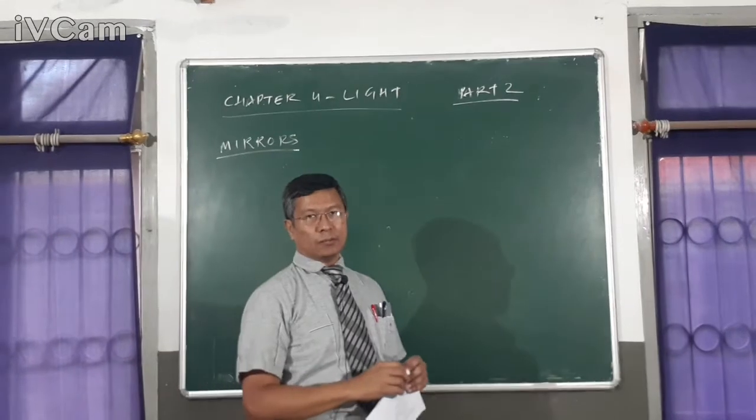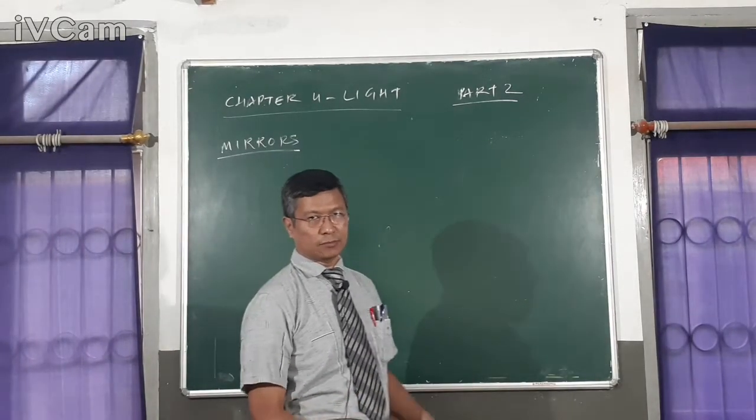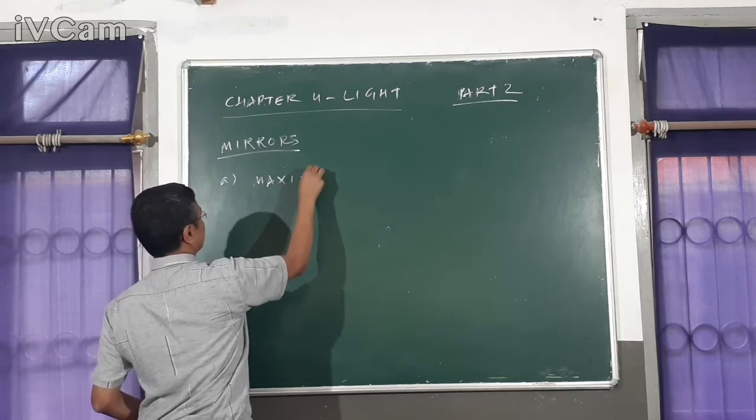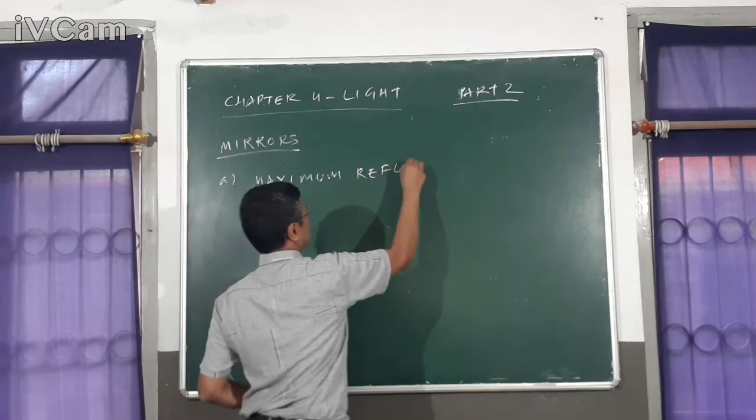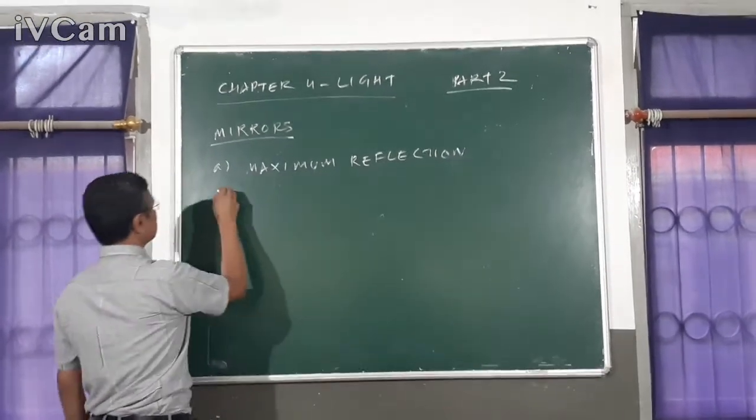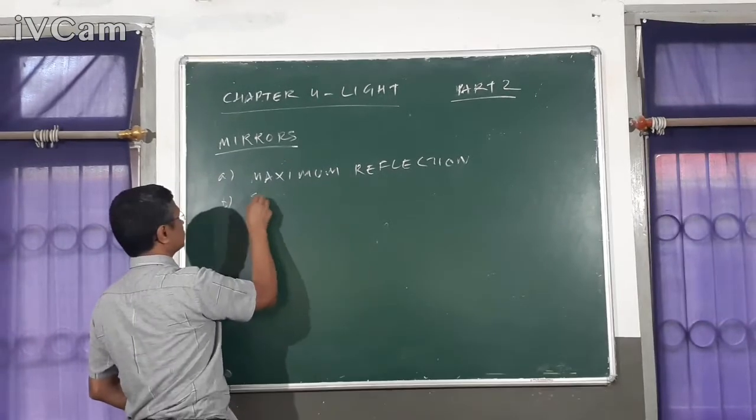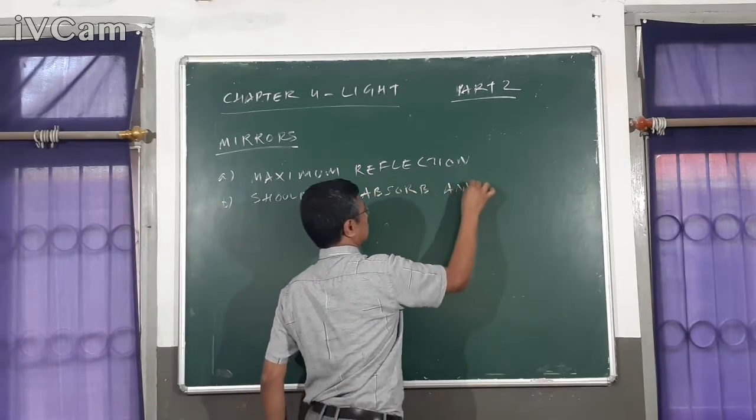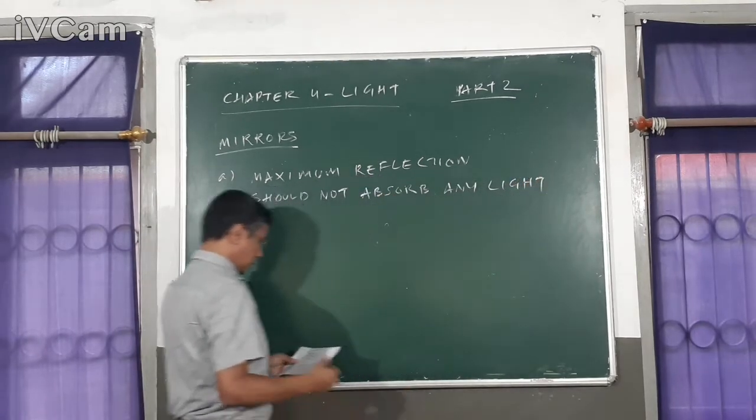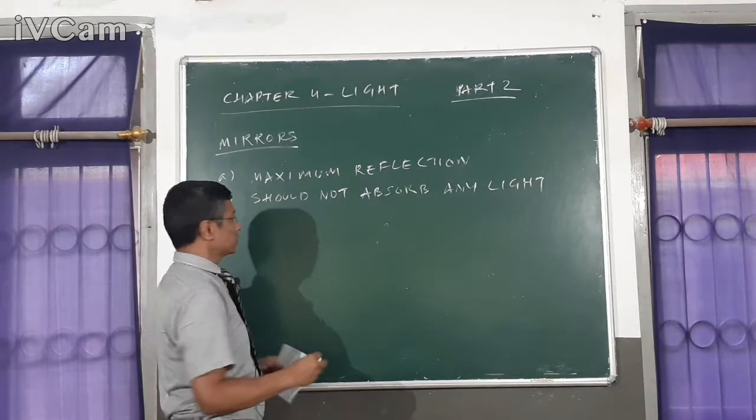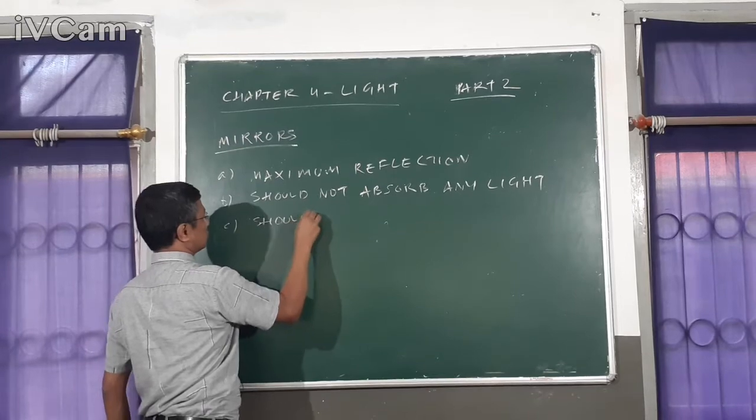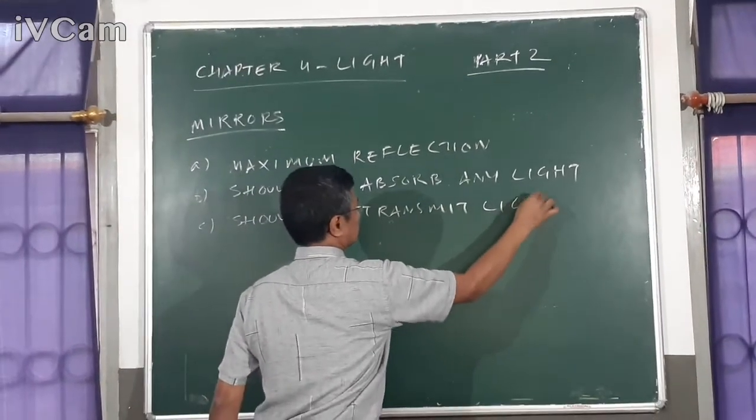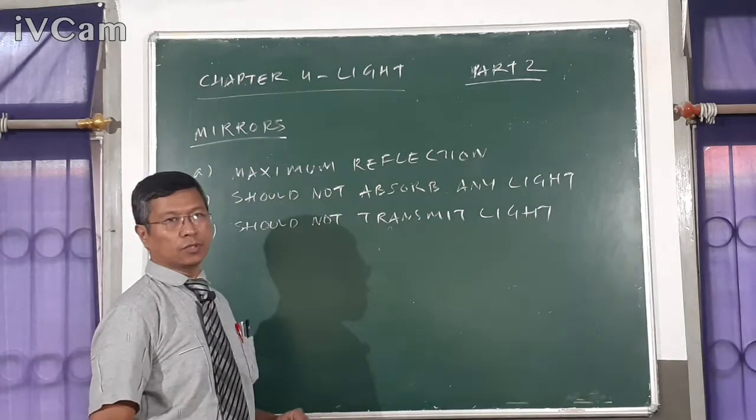So, when a mirror is made, it has to have certain characteristics, and these characteristics are: it should have maximum reflection, it should not absorb any light, and the last one is it should not transmit any light. So these are the three characteristics of a plane mirror.